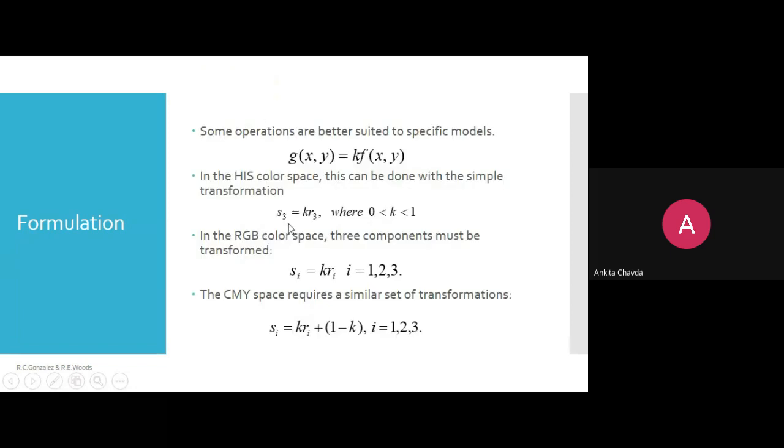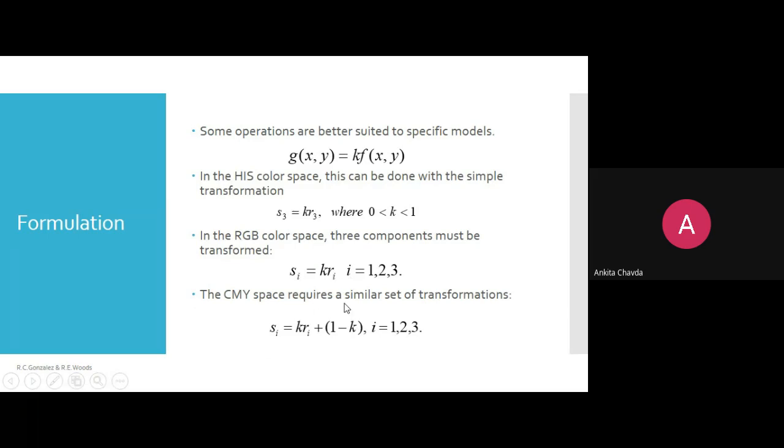So I'm explaining this. In the RGB color space, three components must be transformed, not only one. But in this HSI, H and S, we are saying it's the same. Whatever was there in the input, the same would be in the output. Where you need to change intensity, only a single component will be affected. So in this RGB color space, you have this 1, 2, and 3. So S1 equals K R1, S2 equals K R2, S3 equals K R3. Right. So based on this value of K, something will be transformed.